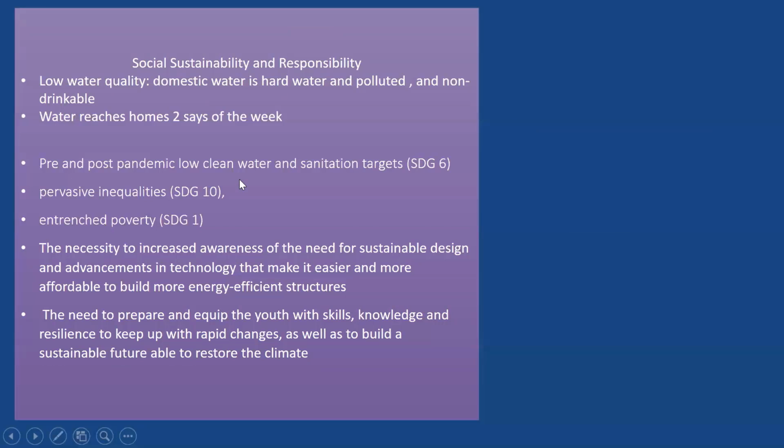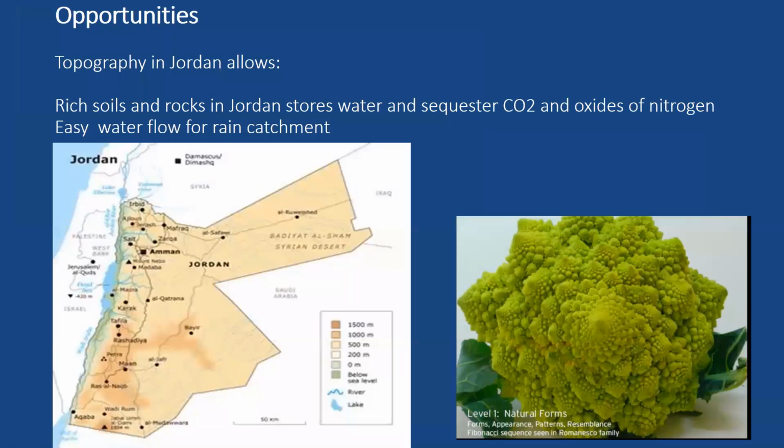Pre and post-pandemic, there are low clean water and sanitation targets, pervasive inequalities, and increased poverty. There is a necessity to increase awareness of the need for sustainable design and advancement in technology for water catchment and energy efficient structures, and the need to prepare and equip the youth with skills, knowledge, and resilience to keep up with rapid changes for fixing the climate.